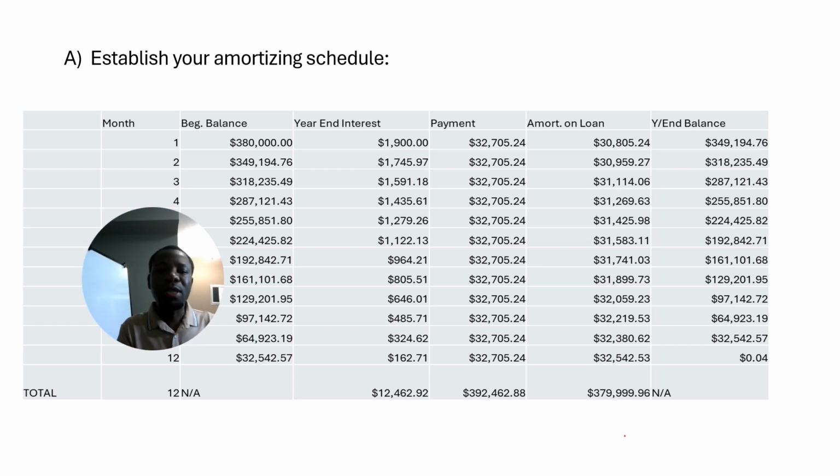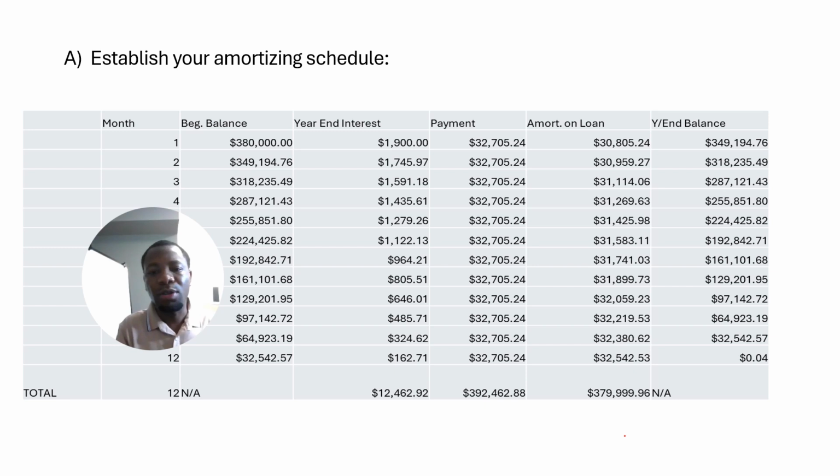So now, on this particular amortizing schedule, the first thing you do, you're going to have your month column, and then after that you're going to have your beginning balance column. The third column is going to be your interest column, and then the other column will be the payment column. Yet there will be amortization on the loan column as well, and the year-end balance column. So to do the working, how do you do this? How do you come up with this schedule?